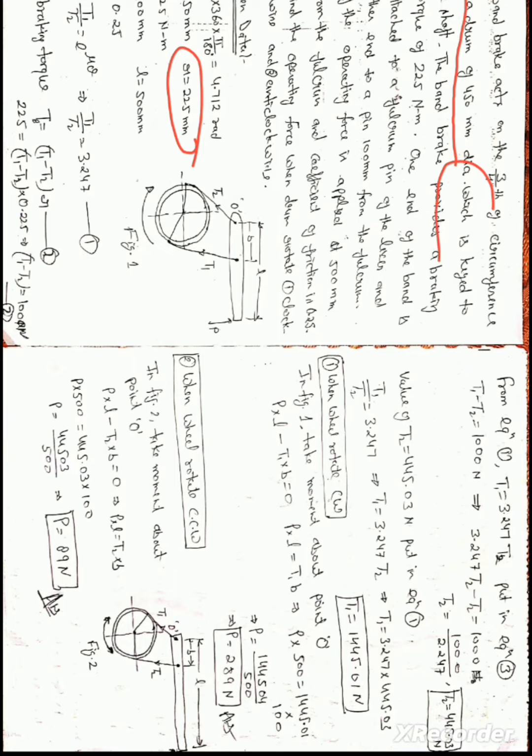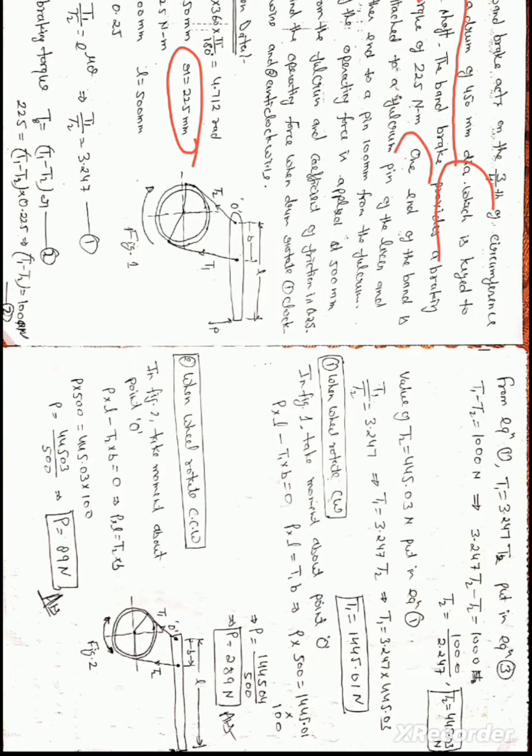Which is keyed to the shaft? The band brake provides a braking torque of 225 Newton meter. So here braking torque, please note it here. Braking torque T is equal to 225 Newton meter.